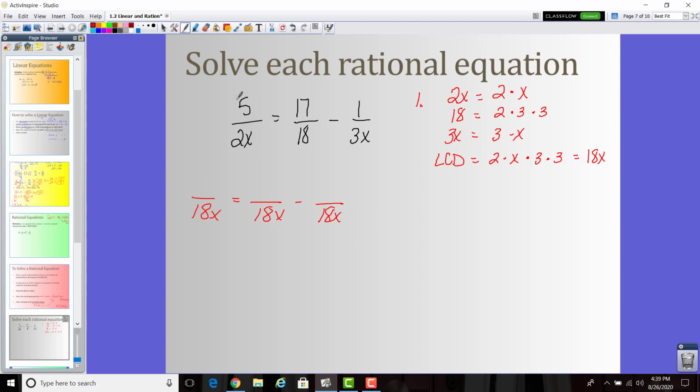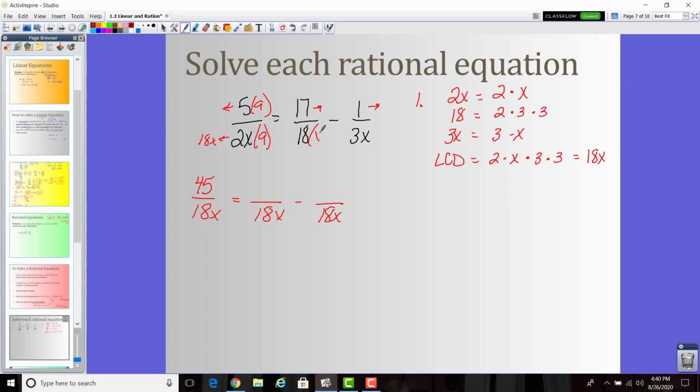My job is to figure out if this changes to 18x, what does this have to change to? And this have to change to? And that have to change to? So I think we can all agree that 2x times 9 gives us 18x. So 5 times 9 will give us 45. These two rational expressions are equivalent. We just multiplied them by the common multiple of 9.